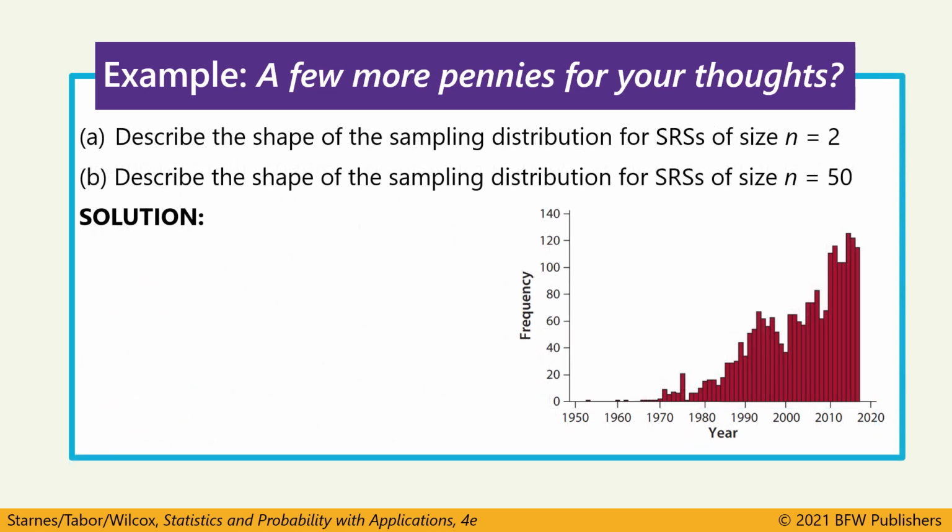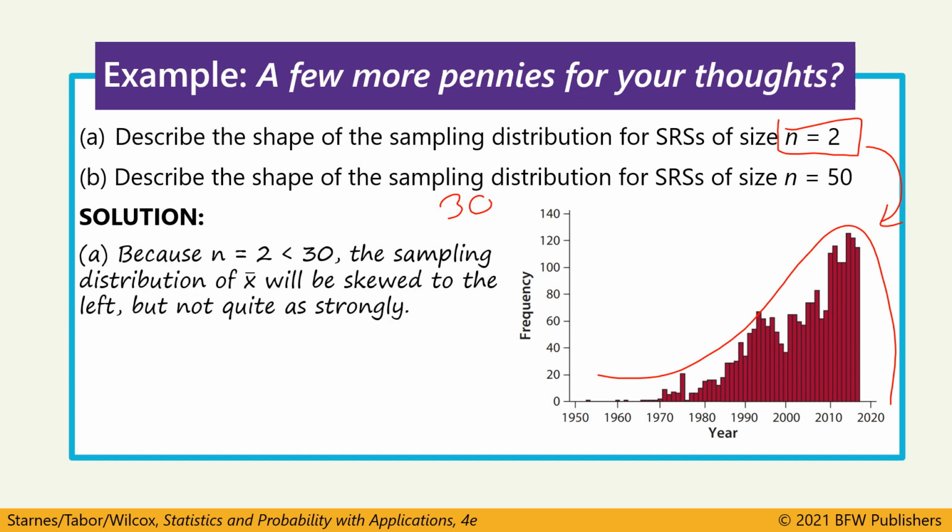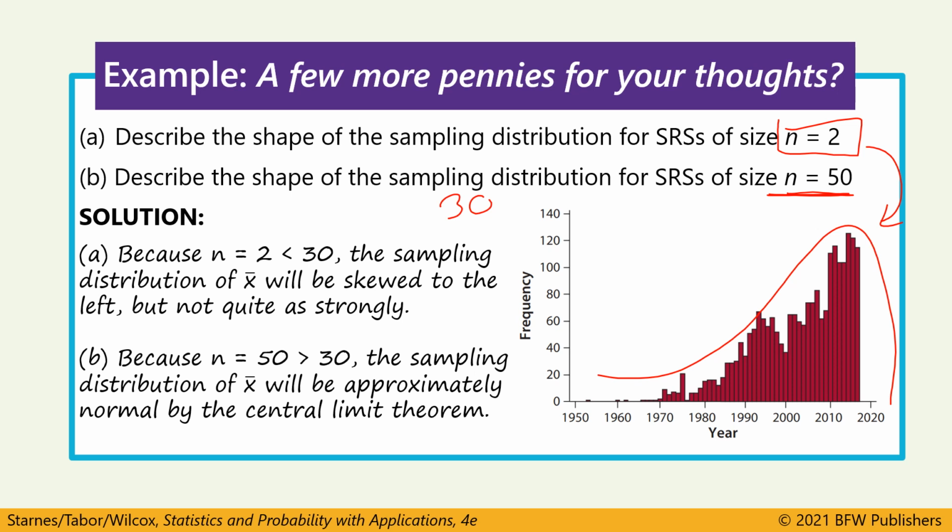Since this distribution is not normal to begin with, it's very heavily skewed to the left, we need a sample that's greater than or equal to 30 in order to have a sampling distribution that's approximately normal. This one is not, which means it's going to retain the characteristics of this distribution. So the sampling distribution of size 2 is still going to be skewed to the left, although it'll be a little less skewed to the left. For a sample size of 50, because that's greater than 30, our sampling distribution of means will be approximately normal by the central limit theorem.